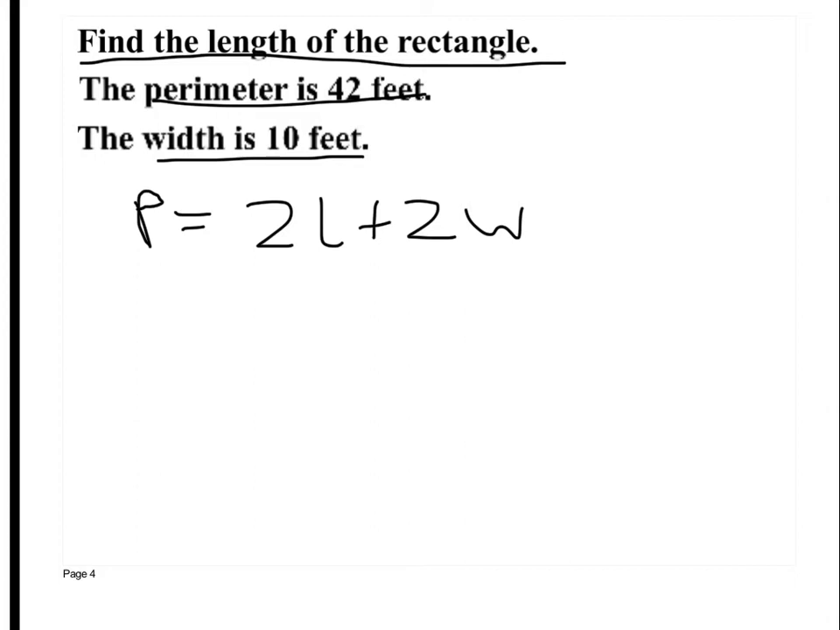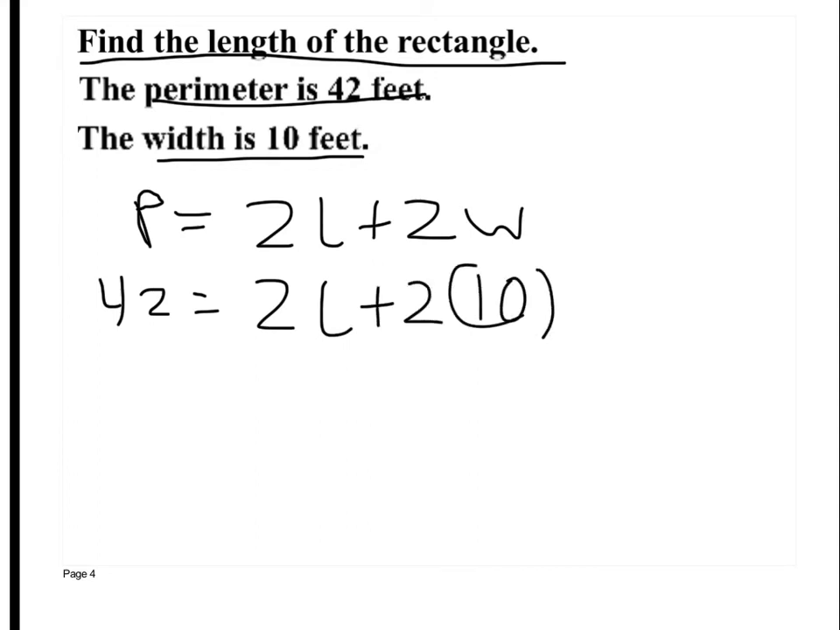The perimeter is 42. The length is what I'm looking for, so I leave L. But I do know W, it is 10. So you have to write out this step. Show your work. Now we can work it out. 2 times 10 is 20. So you have 2L plus 20 is equal to 42.